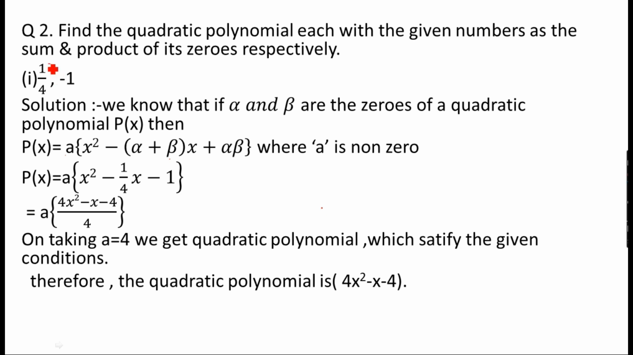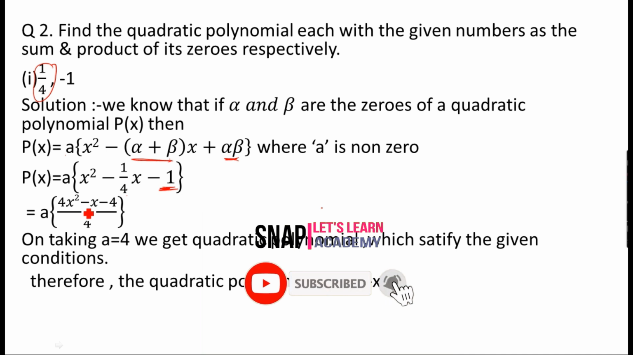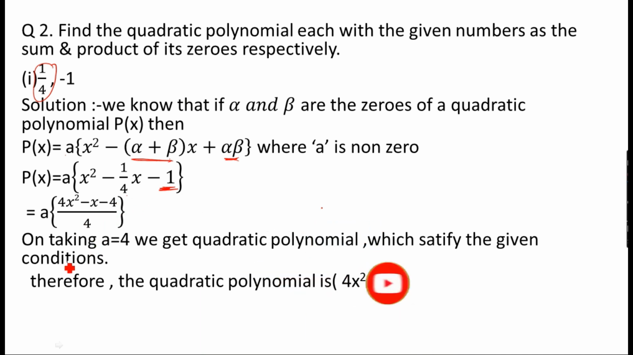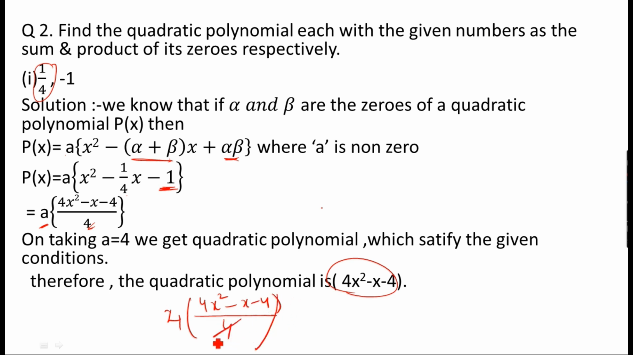The first root, the sum alpha plus beta, is 1 by 4. We put the value of 1 by 4 in place of alpha plus beta. The second, alpha beta, is equal to minus 1. We put the value of alpha beta as minus 1 here. On taking their LCM, we get 4x square minus x minus 4 upon 4. In order to cancel this 4, we take the value of a equal to 4. On taking a equal to 4, we get 4x square minus x minus 4 upon 4. This 4 cancels. Therefore, the quadratic polynomial we get is 4x square minus x minus 4.